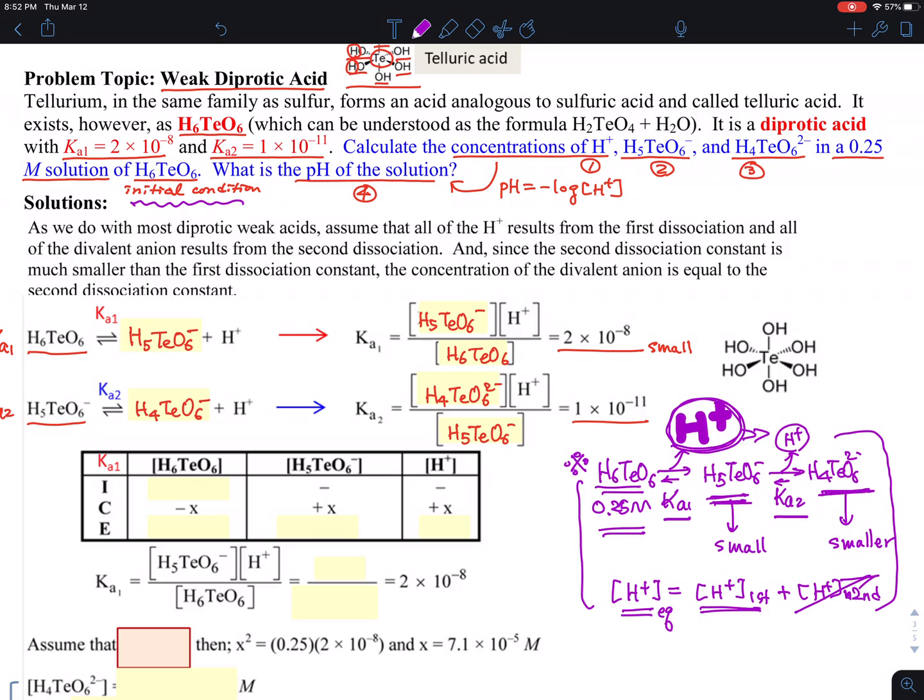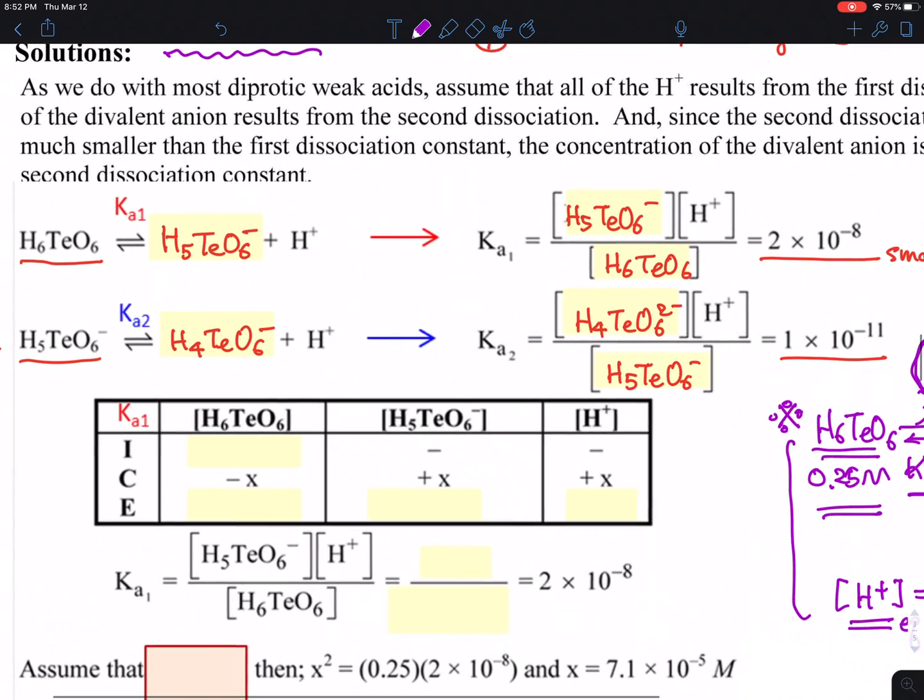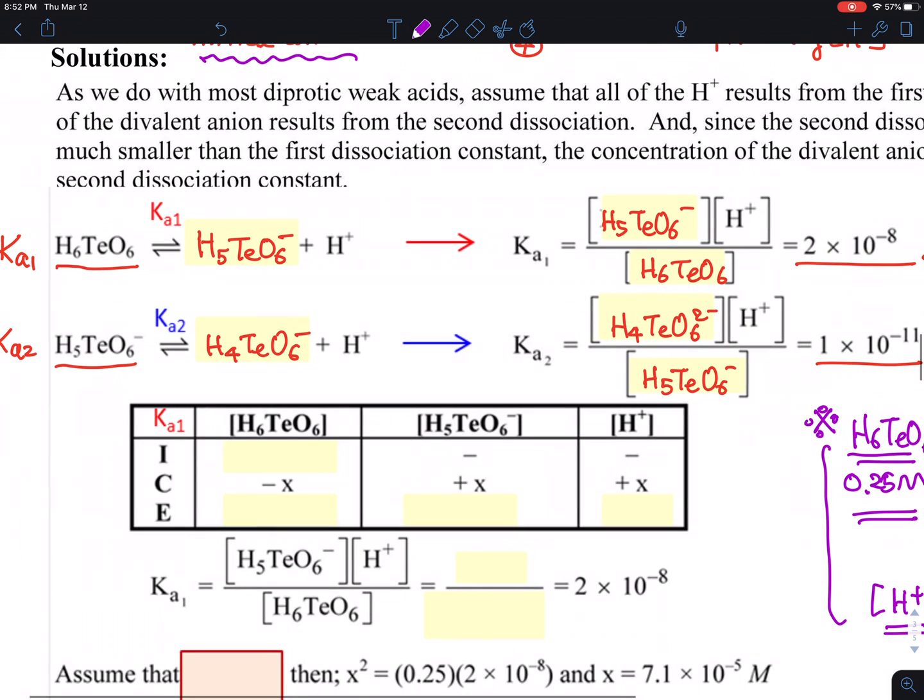So let's go to establishing the ICE relationship, starting with the initial. What is your initial concentration for Ka1? As I said before, 0.25, and then the conjugate base and H plus will be none, 0, and people just put a little dash there. That's the concentration, and then you're going to lose some of the H6 original acid, generating the conjugate base and the same amount of H plus. So that is a concentration of x.